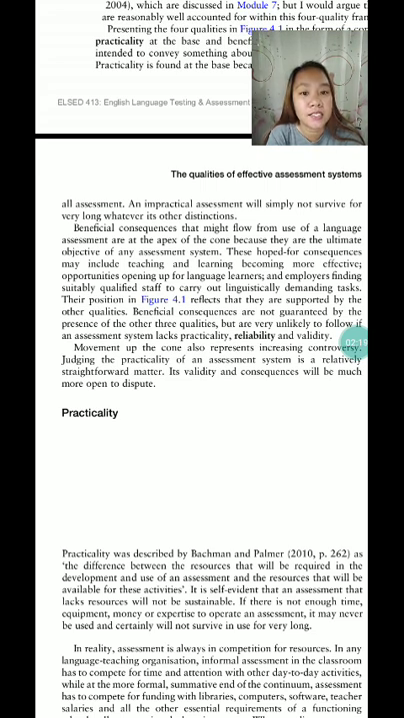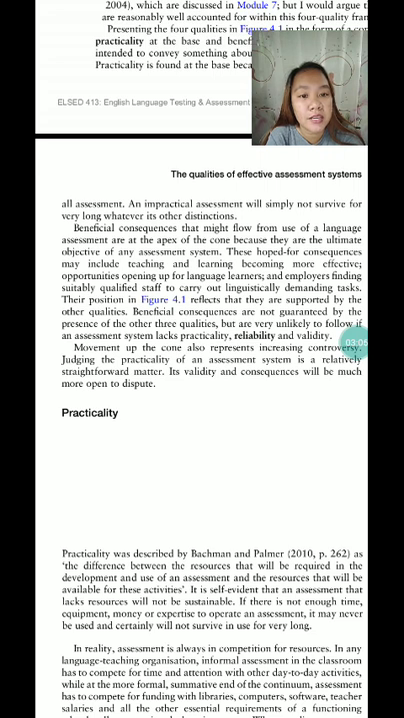Beneficial consequences that might flow from use of a language assessment are at the apex of the cone because they are the ultimate objective of any assessment system. This hope for consequences may include teaching and learning becoming more effective, opportunities opening up for language learners, and employers finding suitably qualified staff to carry out linguistically demanding tasks. Their position in Figure 4.1 reflects that they are supported by the other qualities.